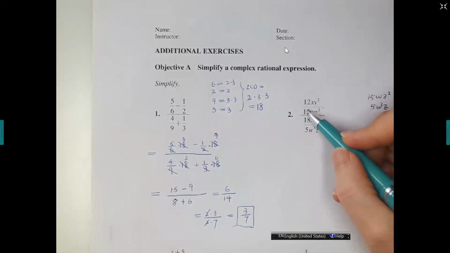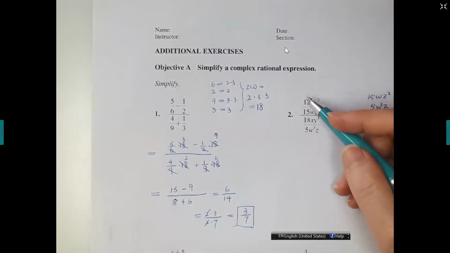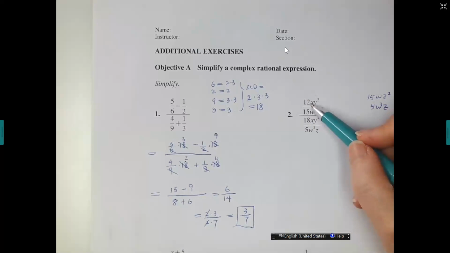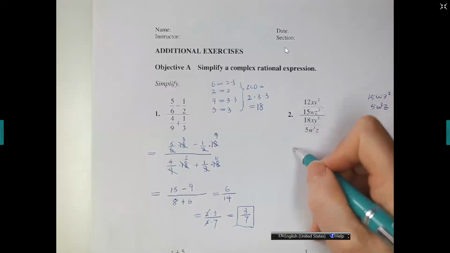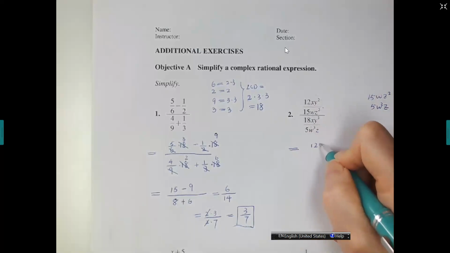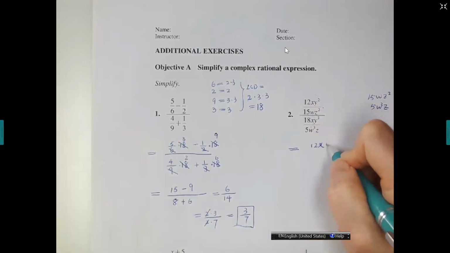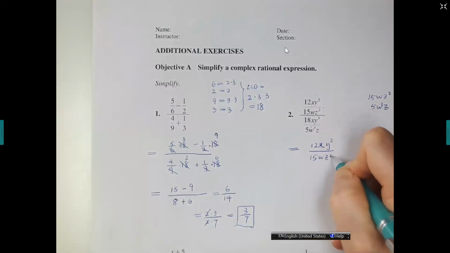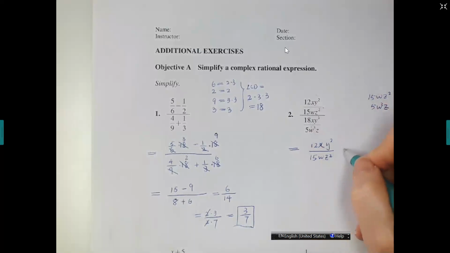Whenever we see this complex rational expression has just one term in the numerator or denominator respectively, we can treat this as a division. So this problem can be written as the numerator, 12xy squared over 15wz squared. That's the numerator. Over means what?